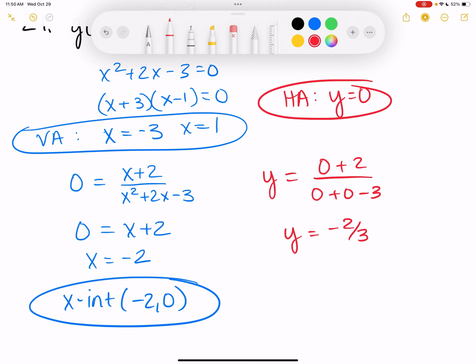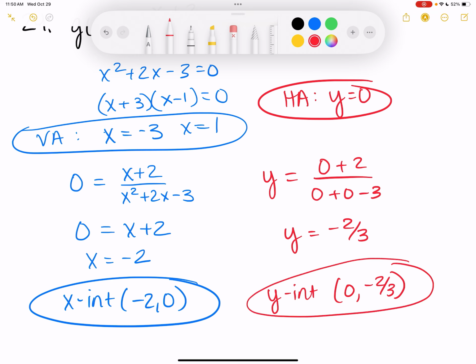So what is my actual intercept then? 0, negative 2 over 3. Intercepts have to have a 0 in them for the opposite value. So how can we have an x-intercept if there's a horizontal asymptote? You can cross horizontal asymptotes. You're not allowed to cross vertical, but you can cross horizontal.